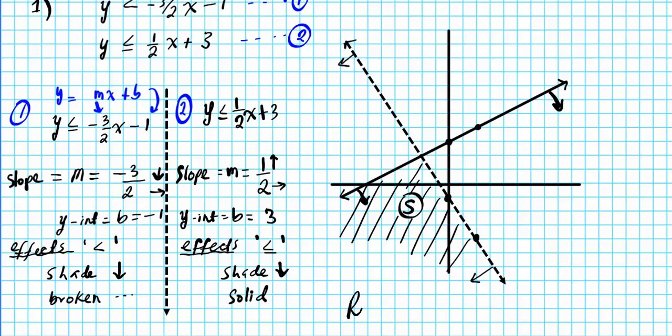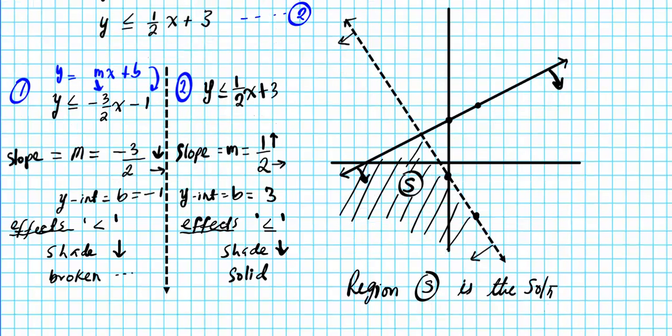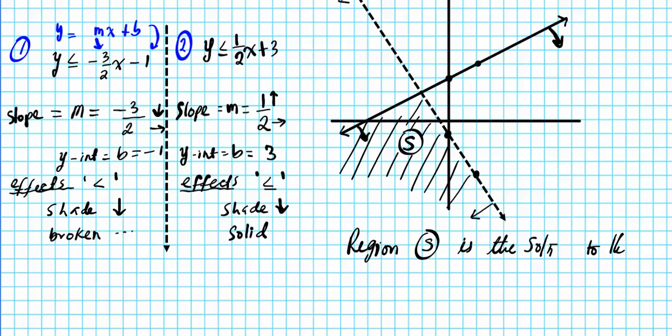Okay, so region S is the solution to the system of linear inequalities. Okay, so that's basically how you solve linear inequalities by graphing. All right, let's take a look at another example, problem number 2.